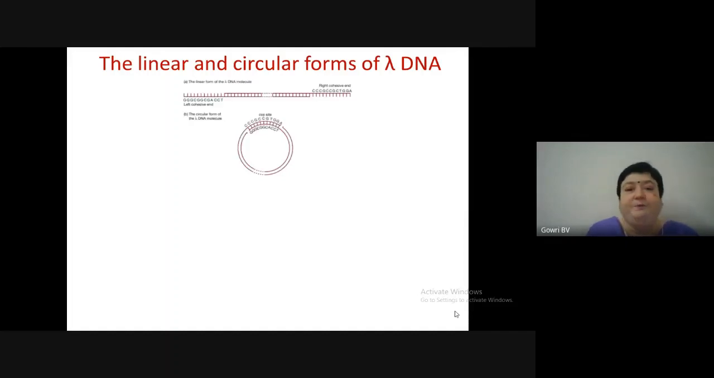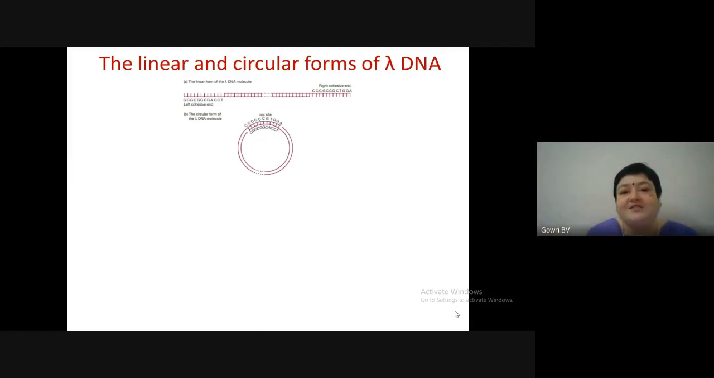So look into the picture above. You have two different pictures, A and B, in a single picture. The first one, A, depicts the linear form of the lambda DNA molecule. So this is a linear molecule. You have two different regions on the extreme end.